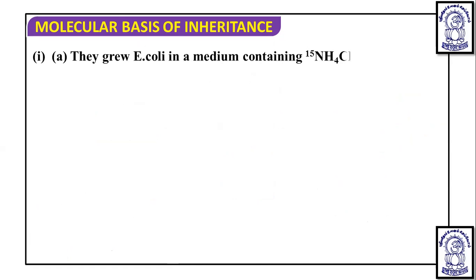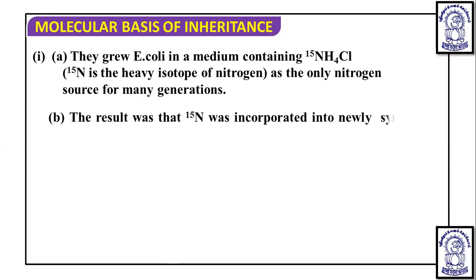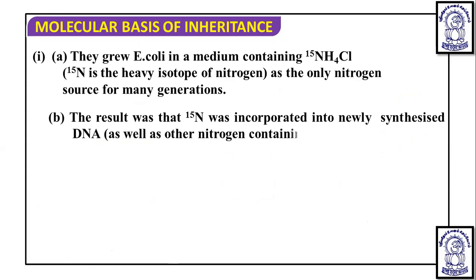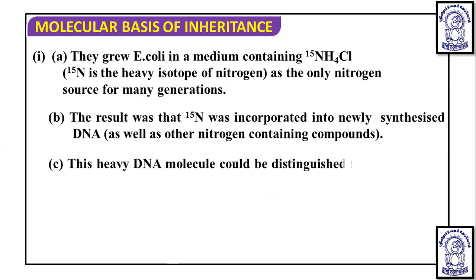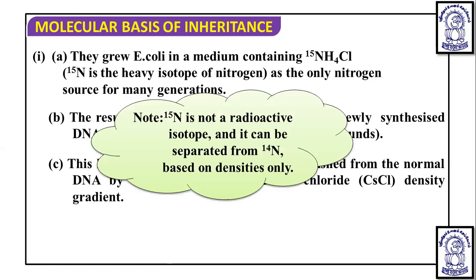Here they grew E. coli in a medium containing NH4Cl with N15, a heavy isotope, as the only nitrogen source for many generations. The result was that N15 was incorporated into the newly synthesized DNA as well as other nitrogen-containing compounds. This heavy DNA molecule could be distinguished from the normal DNA by centrifugation in a cesium chloride density gradient, as we have discussed. N15 is not a radioactive isotope, remember. It can be separated from N14 based on density only, because it is a dense isotope.